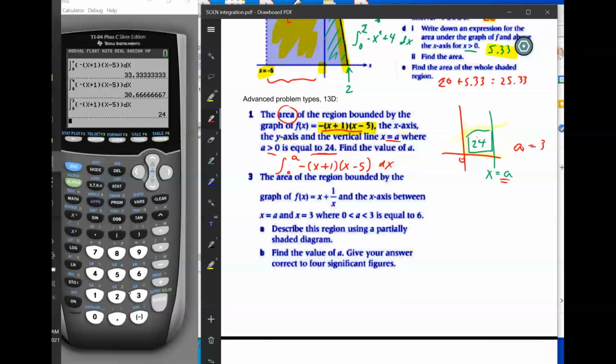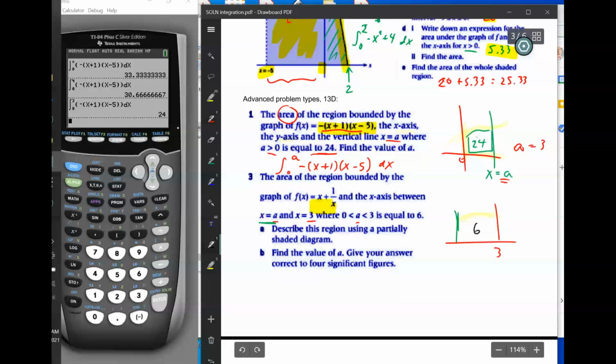All right. Number 3. The area of the region bounded by the graph f of x and the x-axis between A and 3, where A is between 0 and 3, is equal to 6. So basically for this one, again, they have defined a top edge with this function. I'm just drawing a random curve because I don't know what it looks like. And then they have x equals a, which is the left edge, and x equals 3, which is the right edge. They know that that value is 3, though. And they say that the area of this inside is 6.